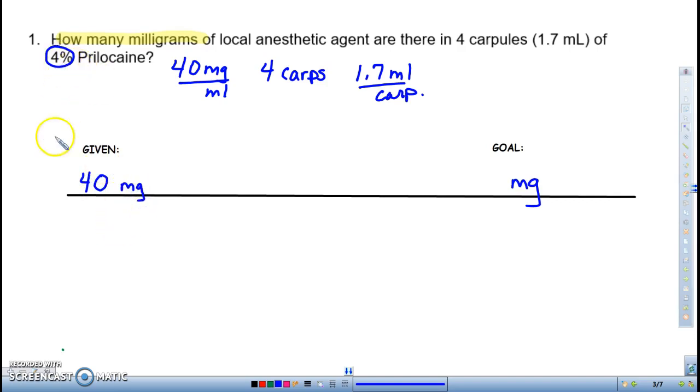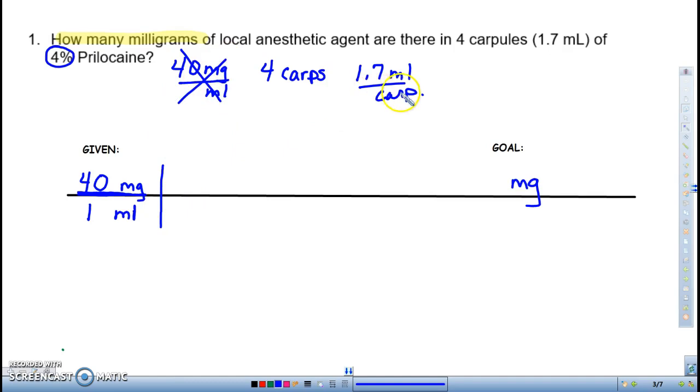Because, I mean, it's 4%. So that's 40 milligrams in 1 milliliter, okay? And what I did was I just created a ratio or a fraction on that line. And I'm going to do this just to separate each one of these components, and I'll show you why in a minute. So I've used this number in my calculation.